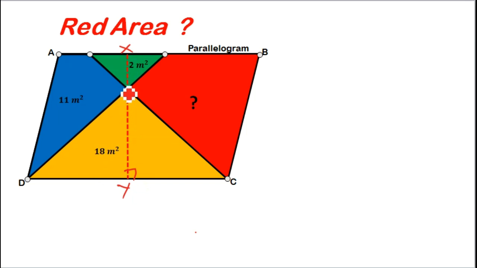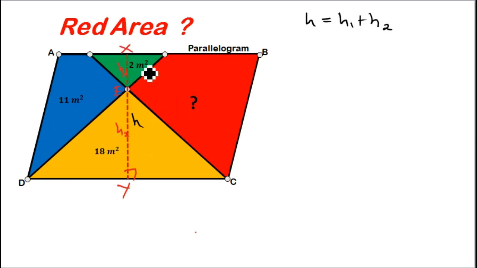So the height of this smaller triangle, if you let that point be E, the height of this smaller triangle to be H1 and the height of this bigger triangle to be H2. So if you let that be H1 and this be H2, then what does it imply? The height of the whole parallelogram you let to be H. So that will imply that H, the height of the whole parallelogram, is H1 plus H2.